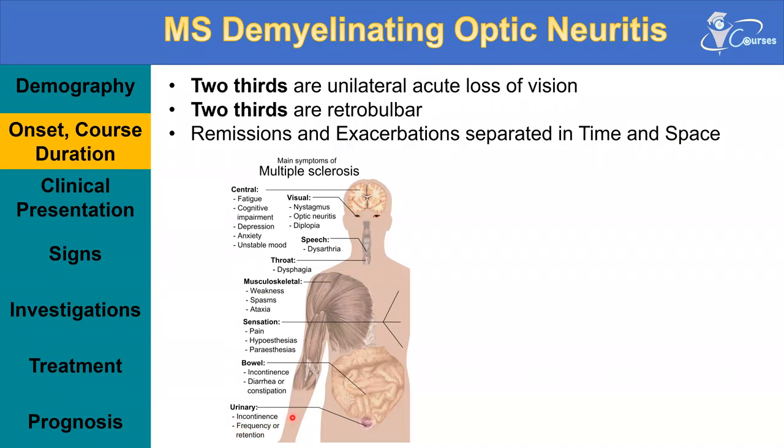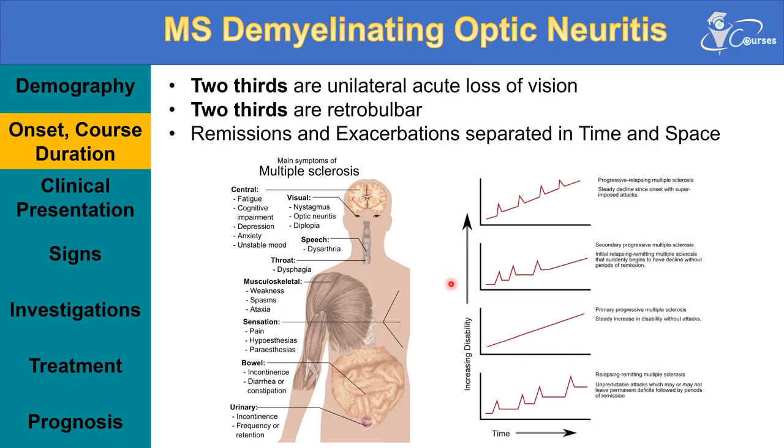So this is what's meant by multiple. It is multiple affection of multiple sites present in the body. Okay, and these symptoms are episodic. This is what's meant by remissions and exacerbations. They are separated in time and space, meaning that they are episodes that occur months or years apart and affect different anatomical locations. Let's see this graph.